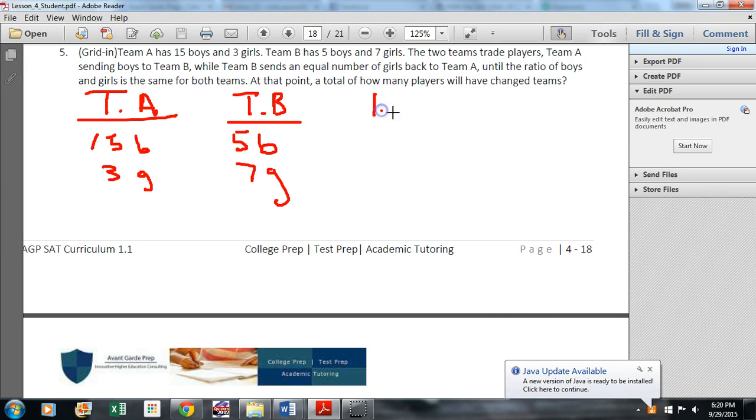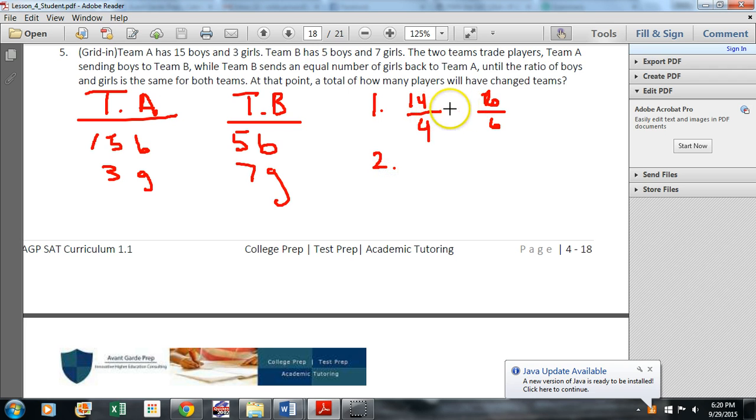So our first attempt: Team A is going to send one boy over, so they'll have 14, and they're going to receive one girl, so they'll have 4 girls now. While Team B will have 6 boys and 6 girls. Well, those do not match up. That's 7/2, and that's a ratio of 1, so that does not match.